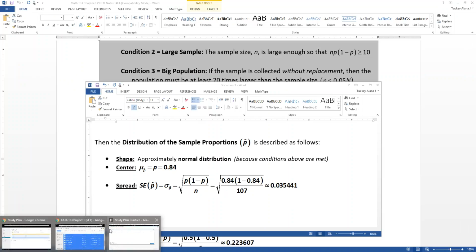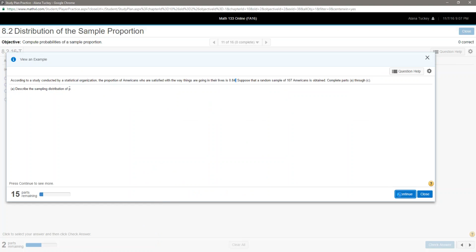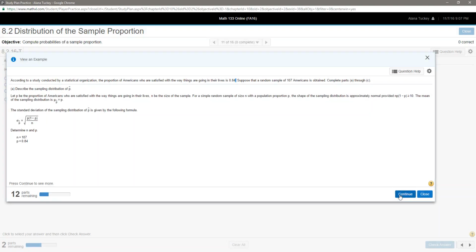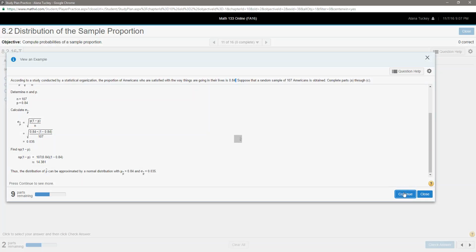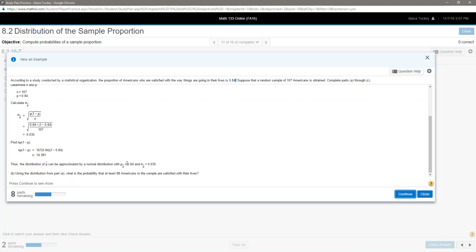So let's go back to the problem for a second. And sure enough, that's what it wants for the beginning part. It wants the shape, the center, and the spread, and we get 0.035. Notice it's proving n times p times 1 minus p is greater than 10, which proves our normality. It's a normal distribution, mu 0.84, sigma 0.035, just like we said. Now it says, using that distribution, what is the probability that at least 88 Americans in the sample are satisfied with their lives?